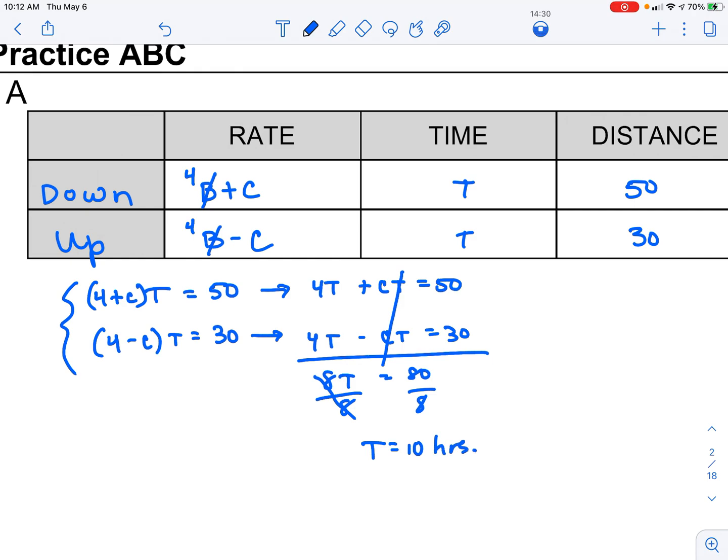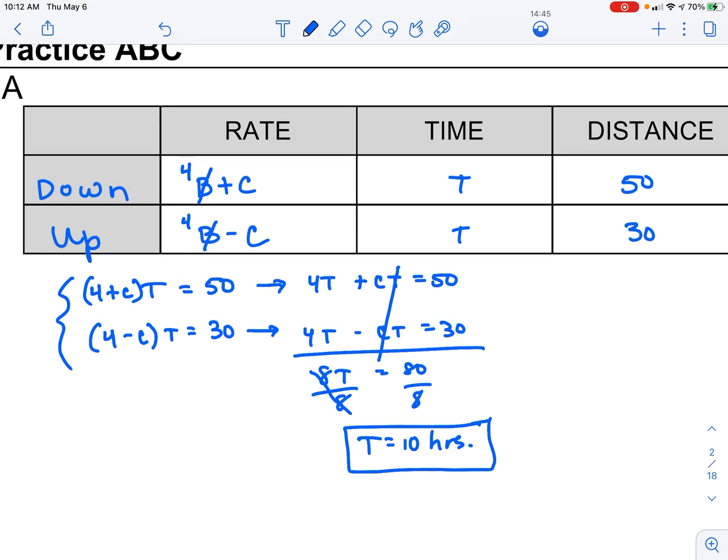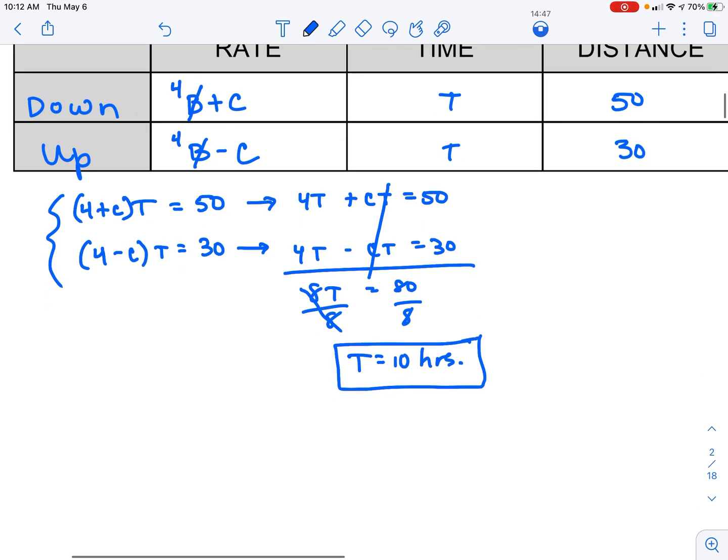Now, is that all we're looking for? No. We want to also know what was the speed of the current and what were their times. Okay, so the time is 10 hours. But we need to figure out the speed of the current. So what was the rate of speed or the rate of travel of the current, the water? How fast was the water moving? So let's figure that part out.